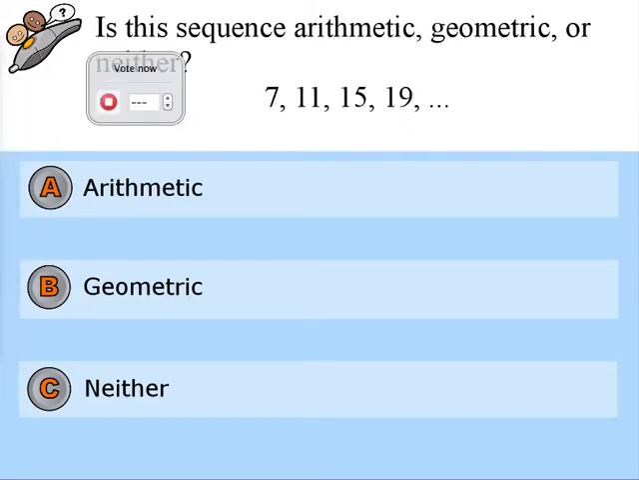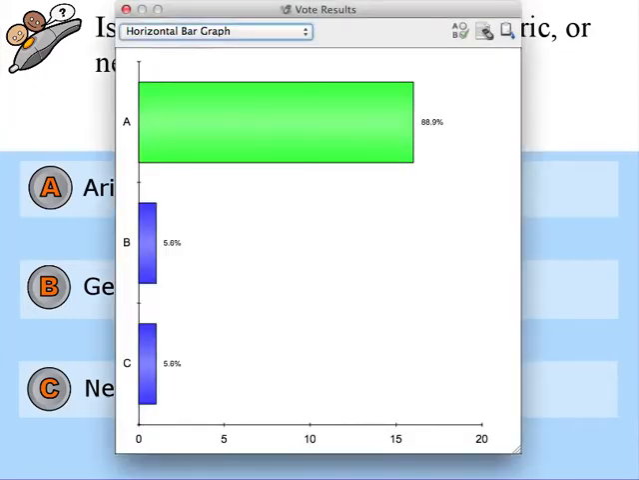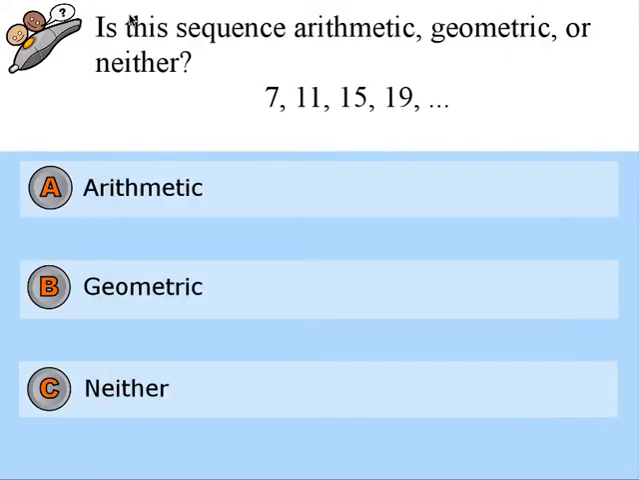Let's try this one. Is this arithmetic, geometric, or neither? And the answer is A. Nice job. It's arithmetic. What is your common difference on that? 4. 4, because you're adding 4 every time.